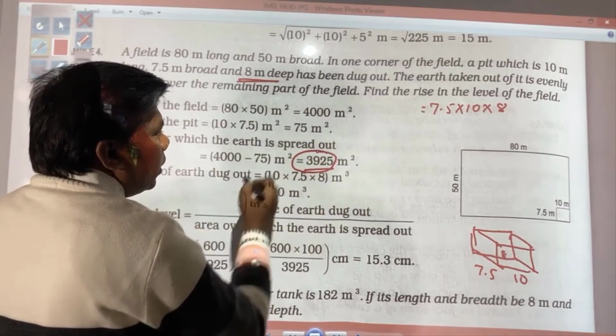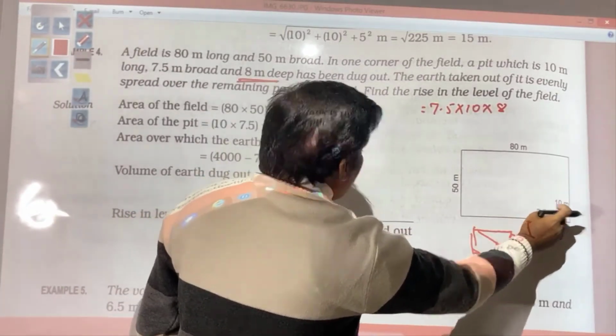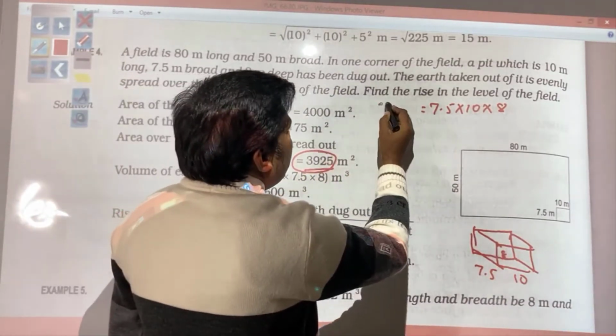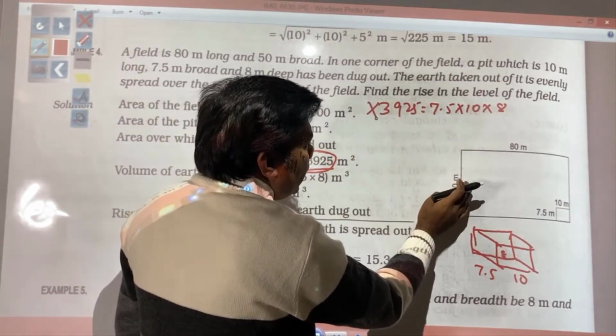In this area. Why? Because in this area again it will not be spread. This area has been subtracted out. So here you have this area, 3925, and volume will increase over here.